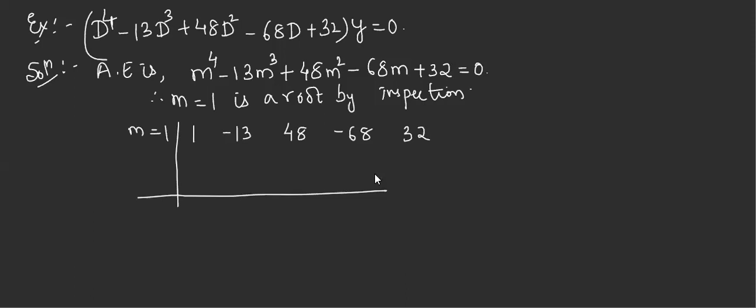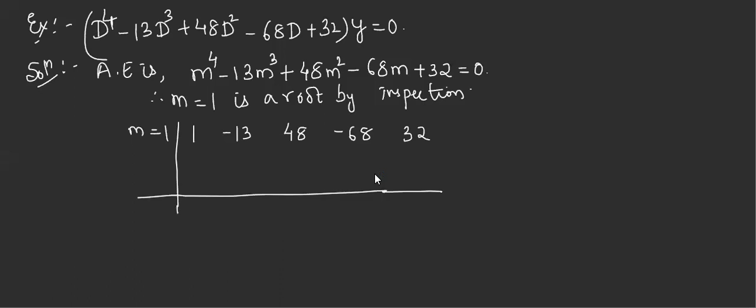So if it is m raised to 4, compulsorily we should write 5 coefficients. Suppose anything is missing, its coefficient has to be mentioned as 0. If the m square term is not there, what do I have to write? Coefficient of m square, that time, 0. You have to maintain that 0.